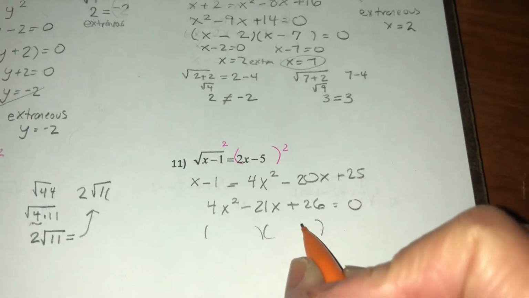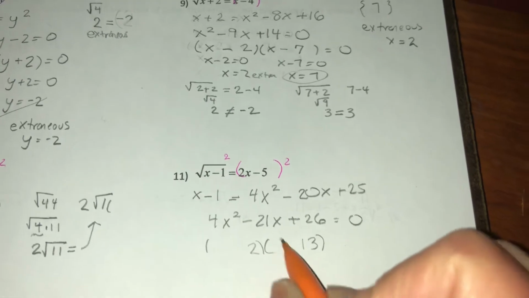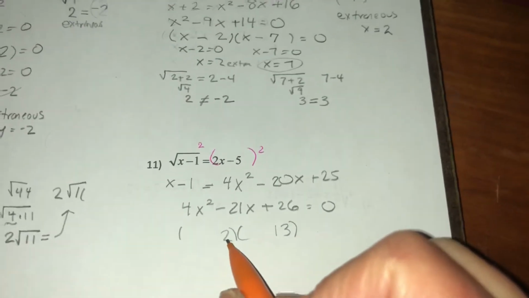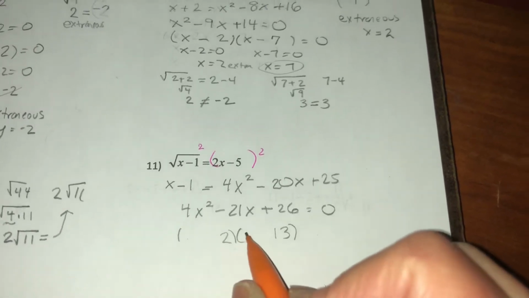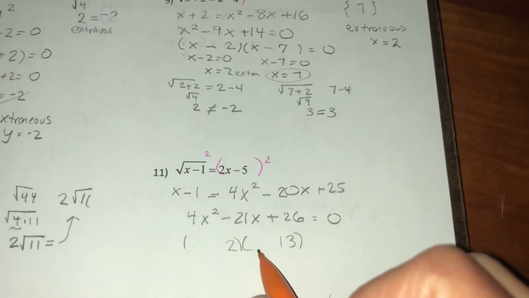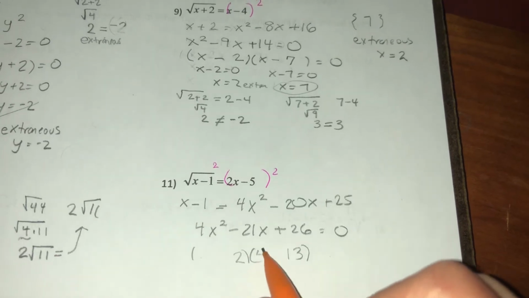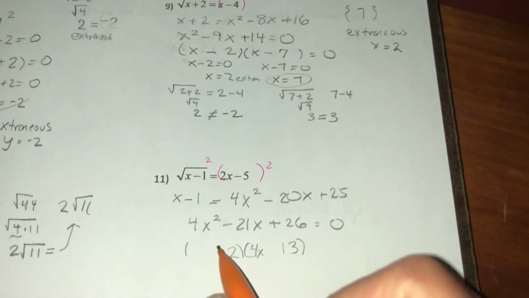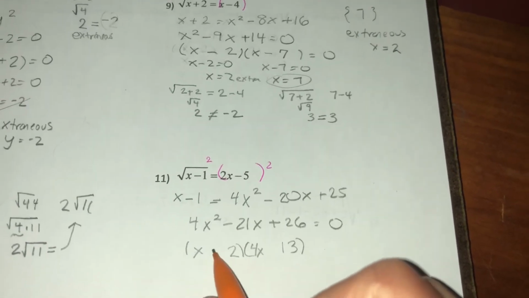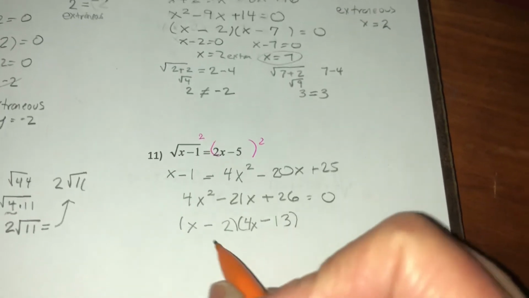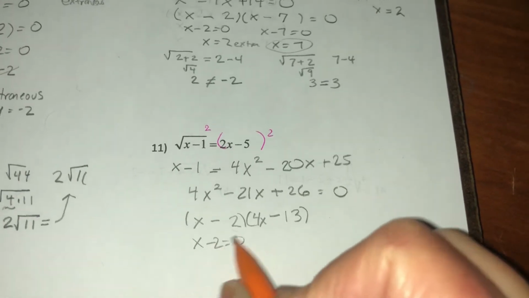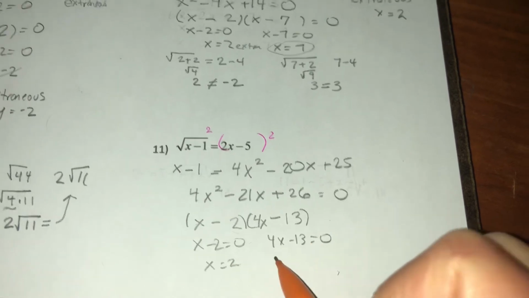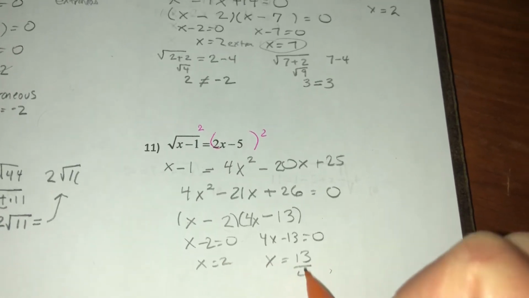But I'm thinking to myself, 13 and 2 are probably better bets than 1 times 26 to get that. So how can I play around? Would it be 2 and 2? That would be 4 and 26. No, maybe if I put a 4 here, that would be 8 and 13, and 8 plus 13 does add up to 21, so that is the correct factoring. Both of those are negative. So now I'll say, all right, x minus 2 is 0, x is 2, and 4x minus 13 is 0, and x here will become 13 over 4.